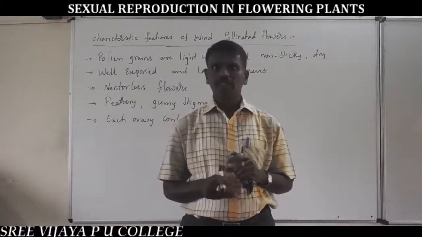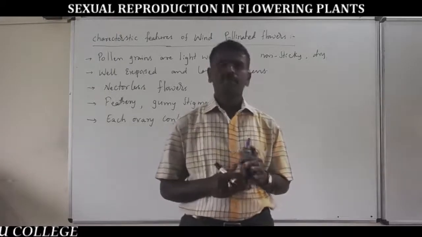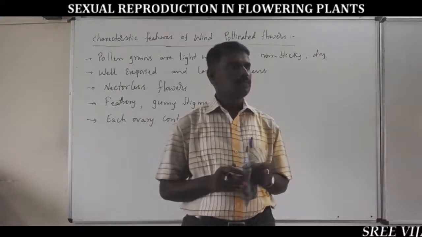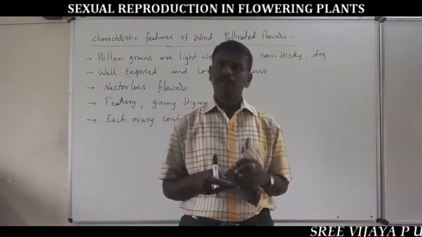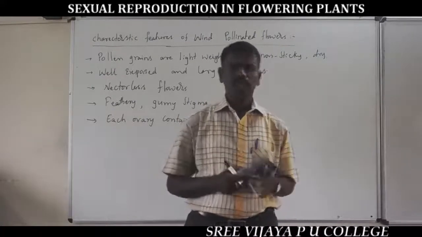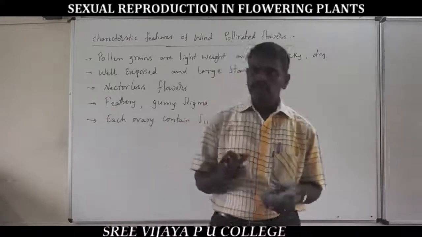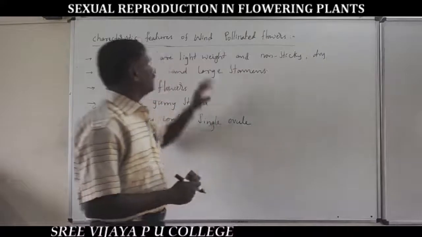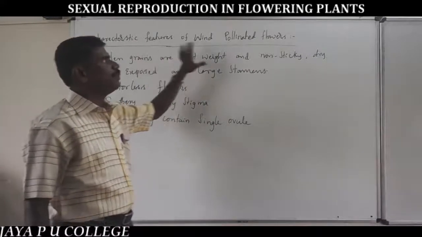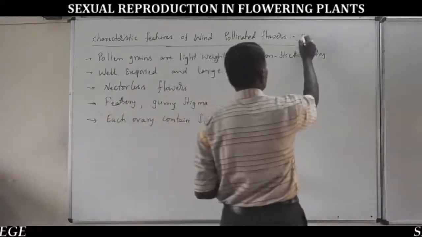Based on animals, we also discussed the different types of pollination, that is ornithophily, chiropterophily, entomophily, myrmecophily, malacophily. Already we discussed these different types of pollination. So today we will discuss the characteristic features of wind pollinated flowers, that is anemophilic flowers.